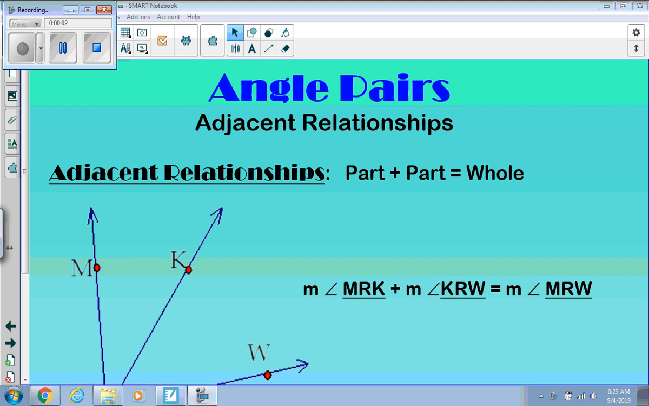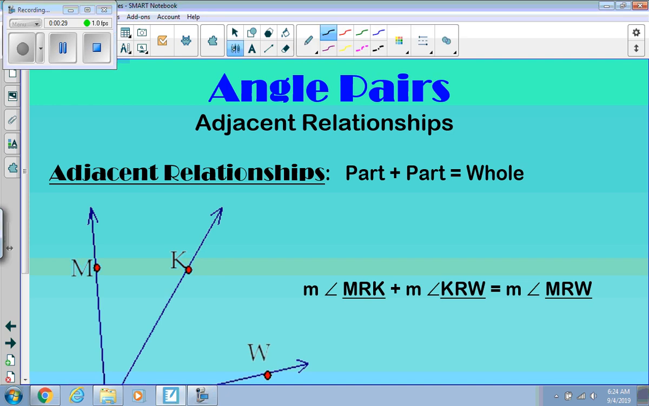Okay, so we're going to talk about two other angle pair relationships. We're going to talk about adjacent angles as well as congruent angles, which in most cases we're going to see with vertical angles, which are angles that are diagonally across from each other. Adjacent relationships are going to be very similar to our complementary and supplementary angles. We're going to do part plus part equals the whole this time.